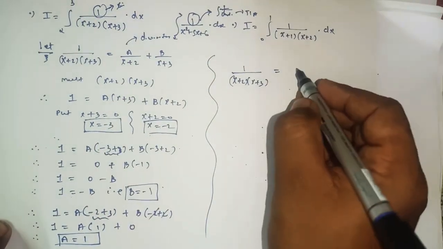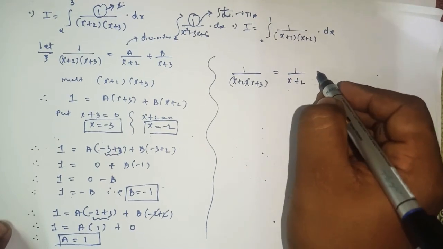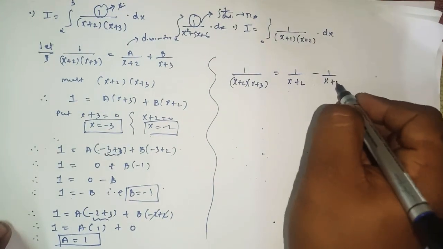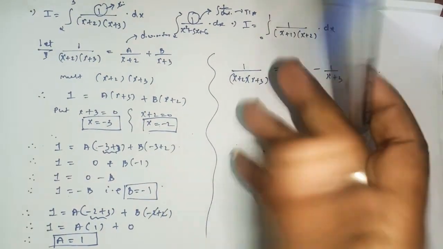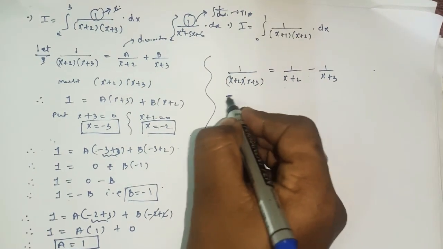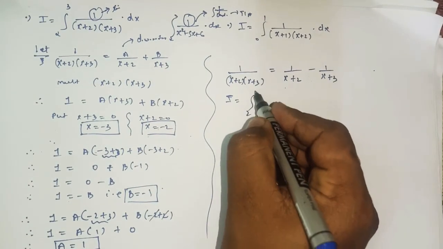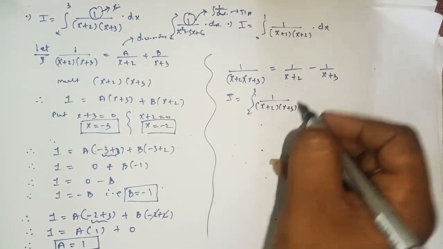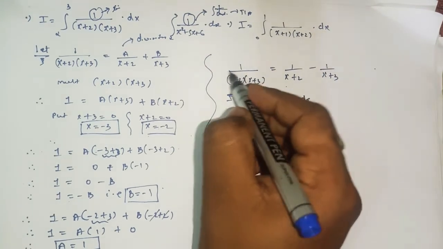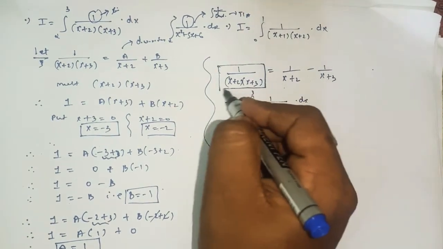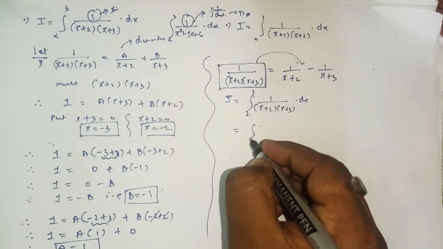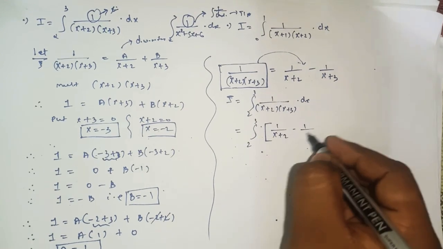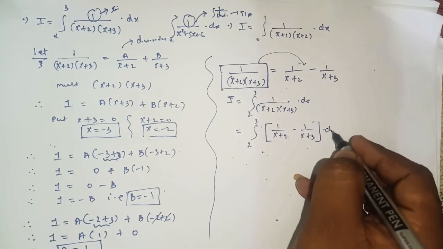Now after this, 1 upon (x plus 2)(x plus 3) is equal to a. So here a is what? 1 upon x plus 2. b is what? Minus 1. So this plus minus will be minus 1 upon x plus 3. Okay, so now we know that I equals integral from 2 to 3 of 1 upon (x plus 2)(x plus 3) into dx. Just now we saw we expressed this function in this form. So integral from 2 to 3 of 1 upon x plus 2 minus 1 upon x plus 3 we can write, yes or no?